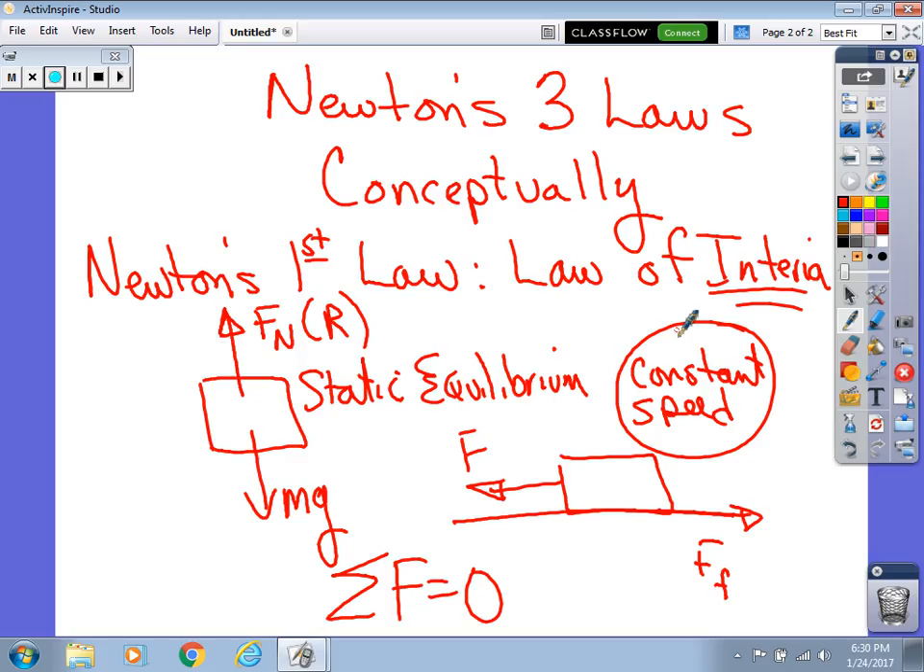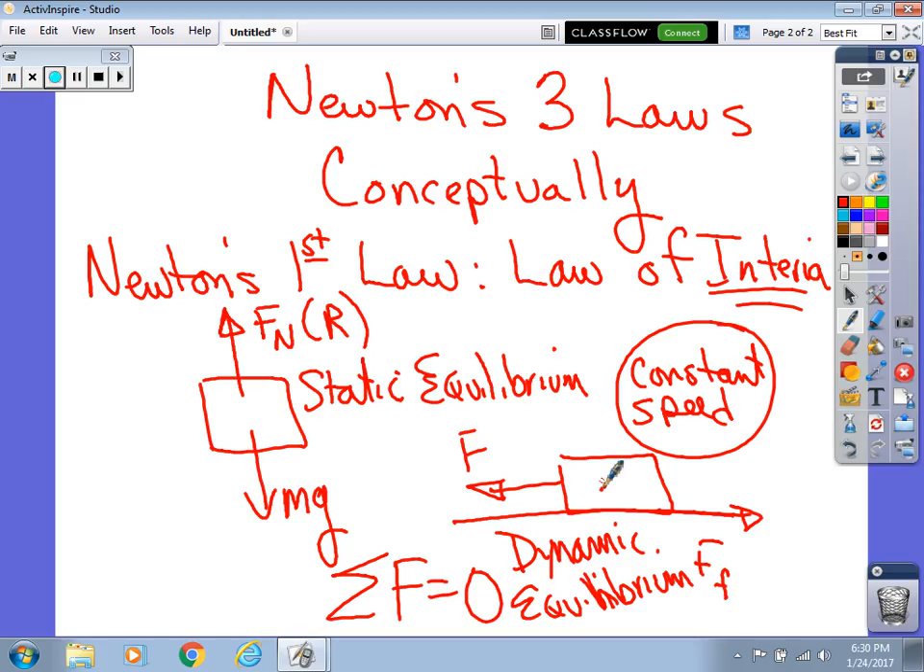This is known as dynamic equilibrium, another form of equilibrium. In both cases, the net force is zero. These are key things that you look for. And what Newton's first law says is that this guy is going to keep moving along as long as those forces are balanced, until something becomes unbalanced. Then something's going to change.